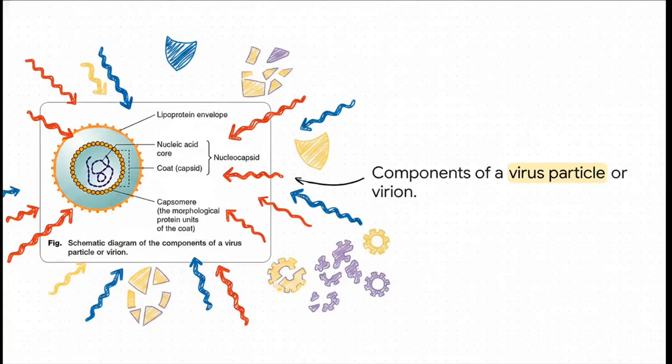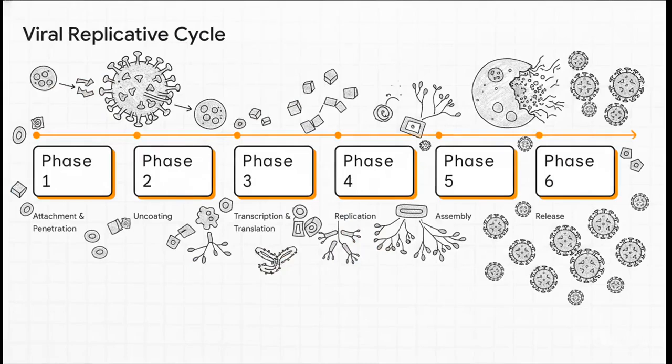Take a look at the actual blueprints of our cellular intruder here on this basic virus particle, or virion. You've got the outer lipoprotein envelope, you've got the protective protein coat, known as the capsid, and deep inside, the absolutely crucial nucleic acid core. That core right there contains the genetic instructions for the entire hijack. And the antiviral drugs we're going to talk about, they're designed to dismantle or block specific parts of this exact architecture.